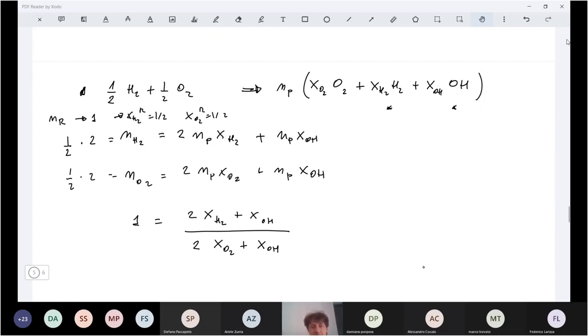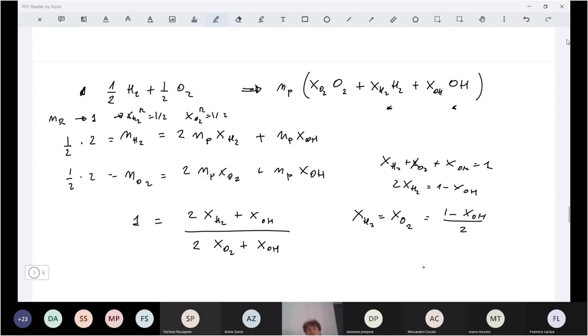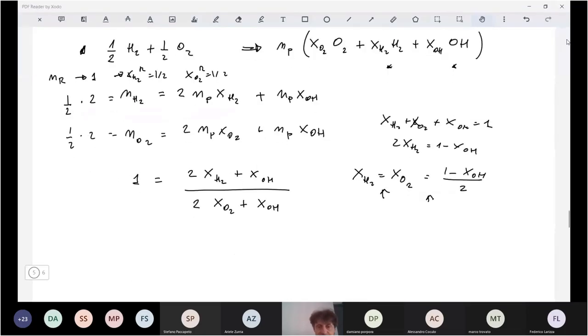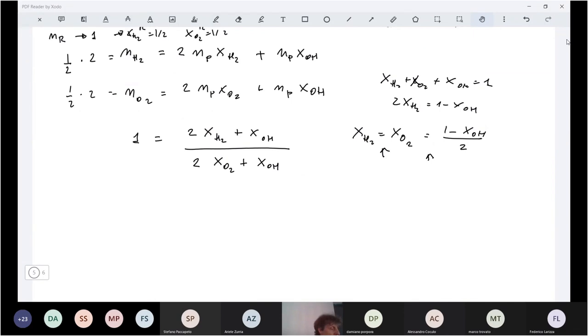So you see evidently, just looking at the expression, that it must be XH2 equal to XO2. And then you know that XH2 plus XO2 plus XOH is equal to 1. And so from here you see that twice XH2 is equal to 1 minus XOH. So we have found these two relations. And the third one is the equilibrium one that we have here. So we have three equations in three unknowns, and we can solve it by substitution.